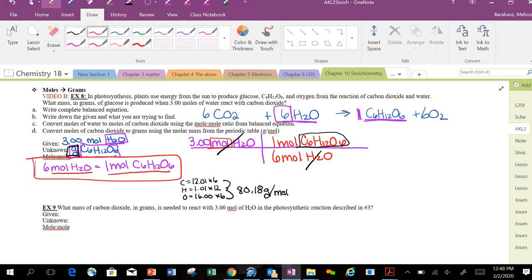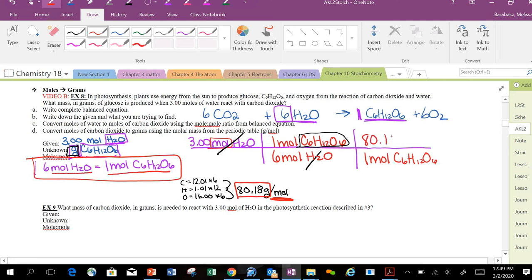So now we can go and finish our dimensional analysis. I'm going to extend my line. Now we're paying attention to what we're canceling out. I want to cancel out moles of glucose, which means we want the 1 mole from our molar mass on the bottom, and that means the 80.18 grams goes on the top. Now, if we look, our moles of glucose are gone, and we're left with grams of glucose.